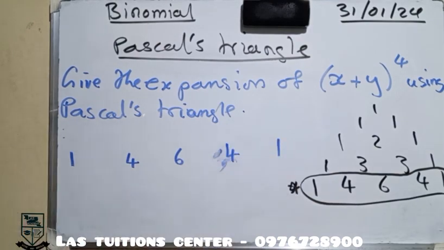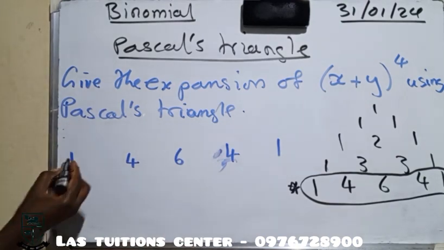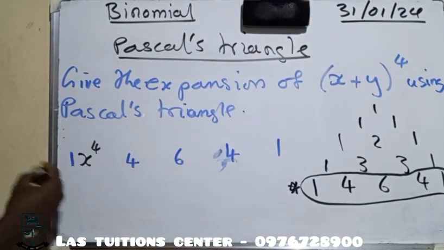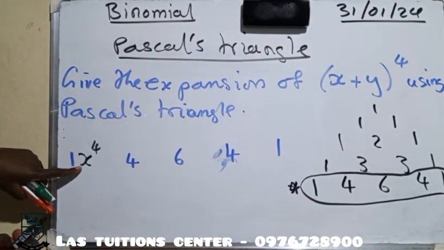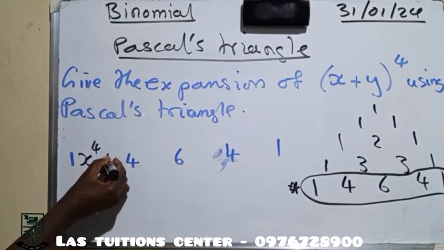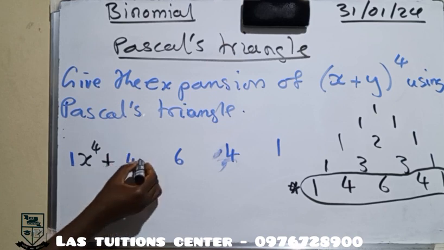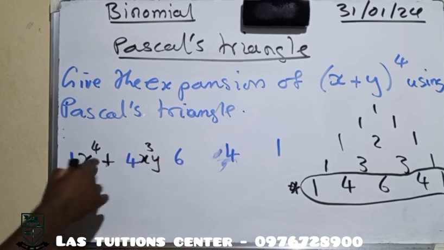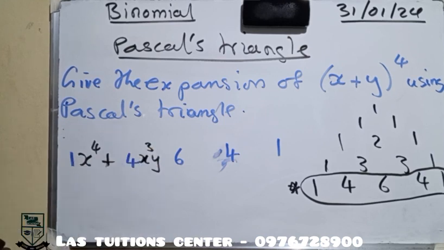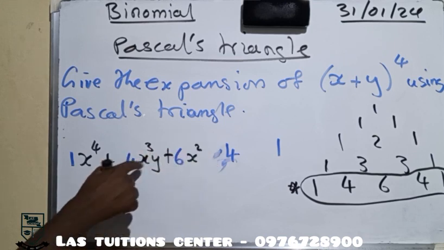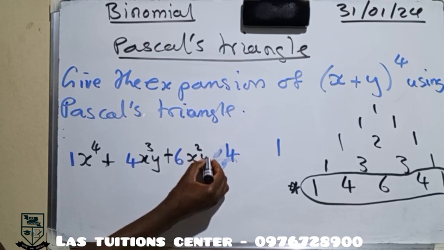So now we start filling these. So we're going to have x to the power 4, then y is to the power 0 at this point. So there's no need of writing it. So plus, then we have 4, x to the power 3, it reduces by 1. Then y from 0 goes to 1. Plus, then here x becomes squared and y also becomes squared.